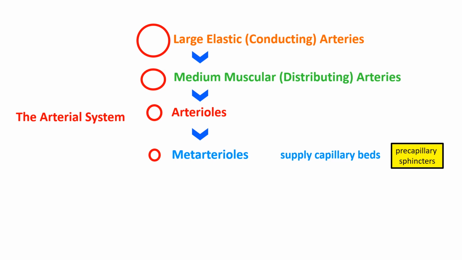If these pre-capillary sphincters contract for some reason, blood pressure will be rising and less blood is getting into the capillaries. And then the smallest element of the arterial system is the capillaries.